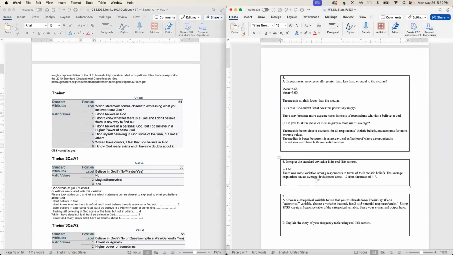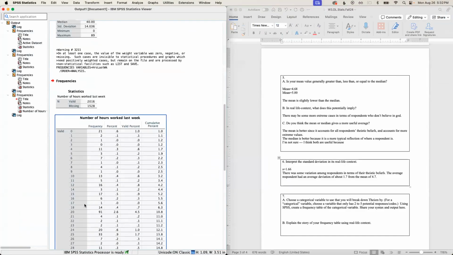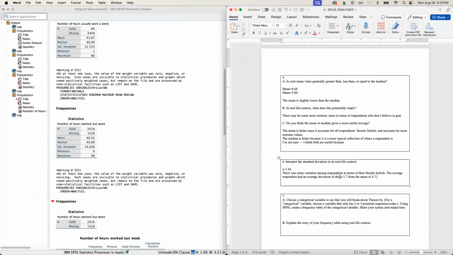Okay. So if we were doing something like this for hours usually worked, or hours worked per week, you can see the standard deviation is 14 hours. So we're saying the average distance from the 40 hours worked is about 14. So if I were to picture that, like a 26 or a 44. And so that's the typical average distance. That would also be some variation. But we would be able to just write that. We could say the average deviation of about 14 hours from a mean of 40.5 hours. For this, it doesn't make a lot of sense when we try and just tell this story.